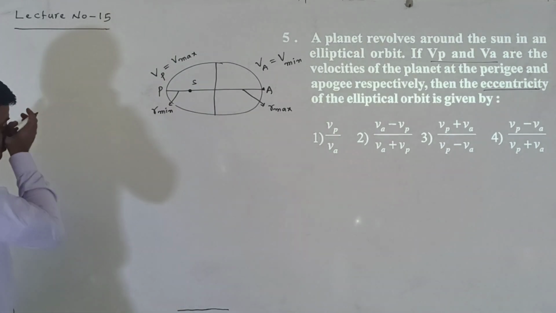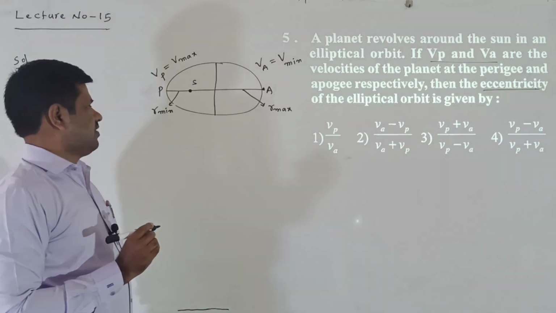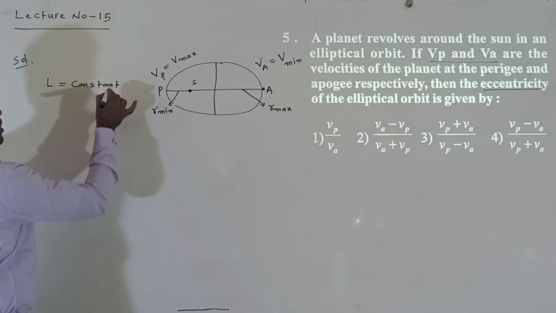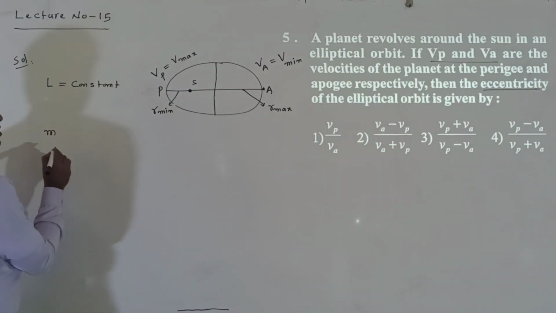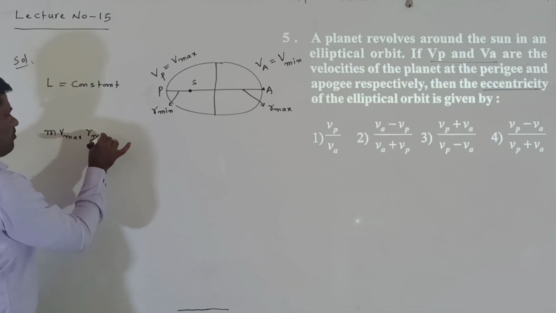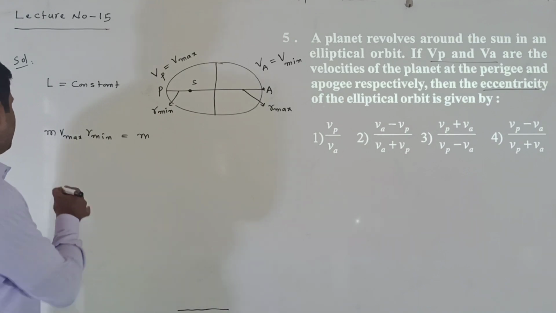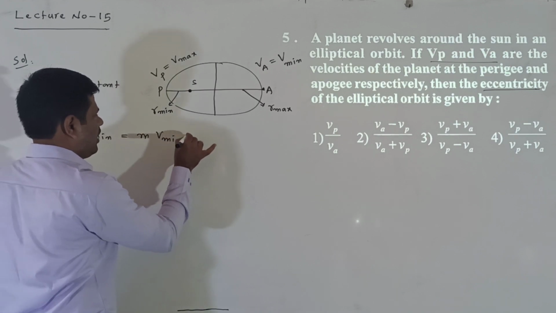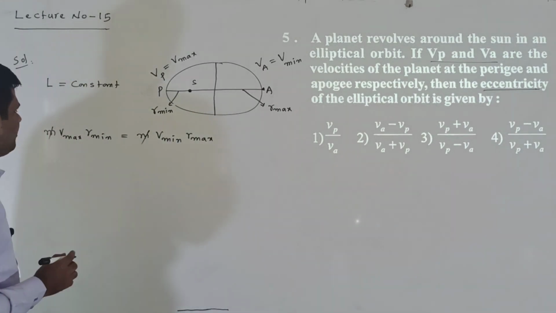Now we know one condition from here. What is the condition? L is equal to constant. Angular momentum is constant. Here I am writing angular momentum: m into v maximum into r minimum is equal to m into v minimum into r maximum, where m is the mass of the planet. We know this formula. Here m gets cancelled.